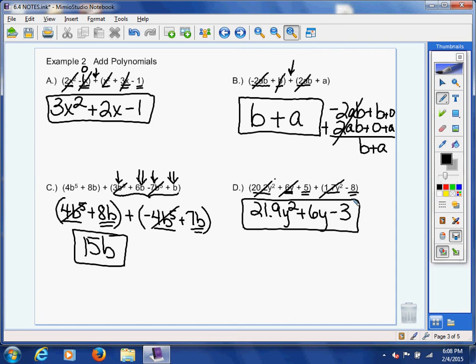So that is how you add polynomials together. You just got to stay organized, add up those like terms, and just mark them out. And that'll help you track the numbers you've dealt with and what you haven't dealt with, okay?